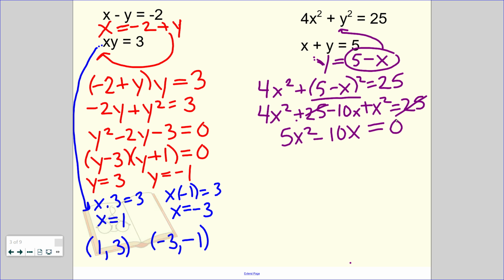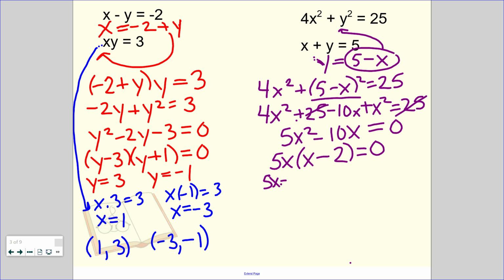At this point, I can factor. Now, this factoring, because I don't have a trinomial, 3 terms, we're just doing common monomial factoring, which means we're going to divide out what these terms have in common. Both terms here are divisible by a 5, and they also both have an x in them. If I divide 5x out of the first term, I'm left with an x. And if I divide 5x out of the second term, I'm left with a 2. And those are my factors. Set them each equal to 0.